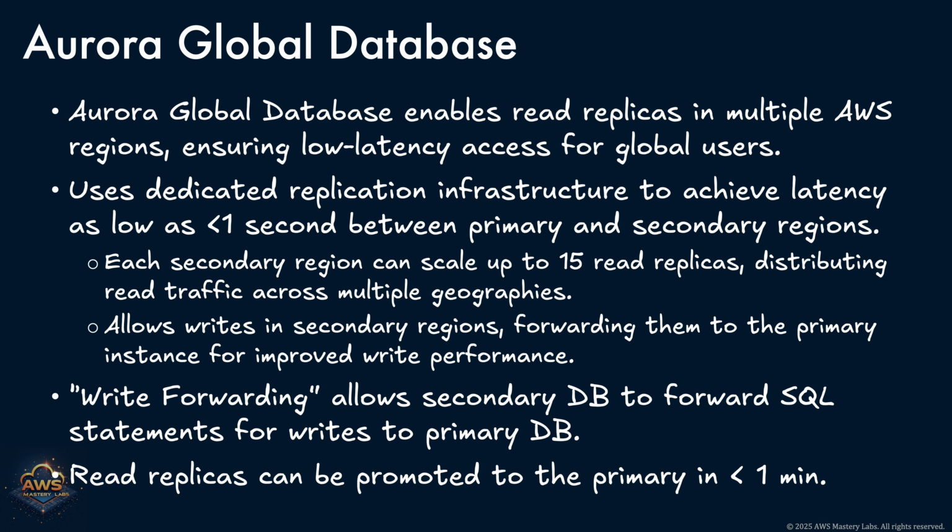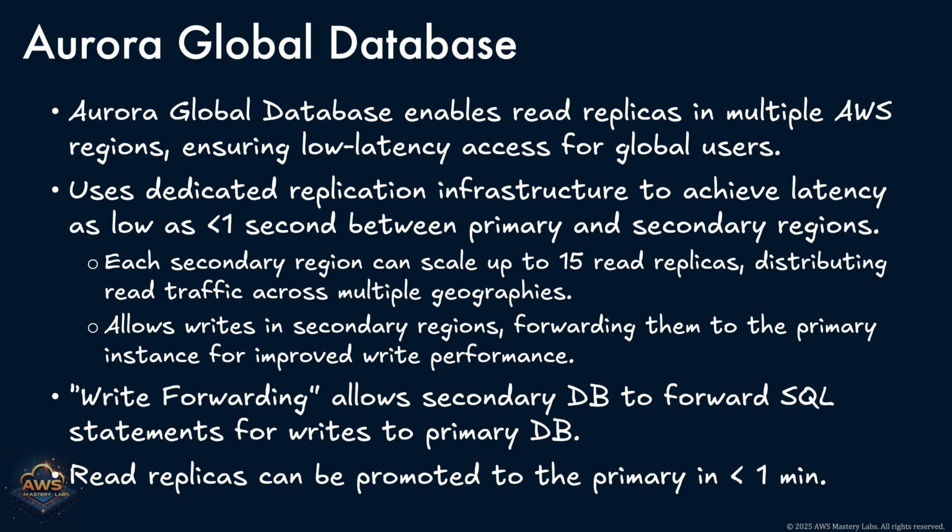This dramatically reduces read latency for users around the world, who can now access data from the region closest to them. But it's not just about speed, it's also about resilience. In the event of a regional disruption or disaster, Aurora can promote a read replica in another region to become the new primary, often in less than 60 seconds. That's near instantaneous failover, ensuring your applications stay online when it matters most.